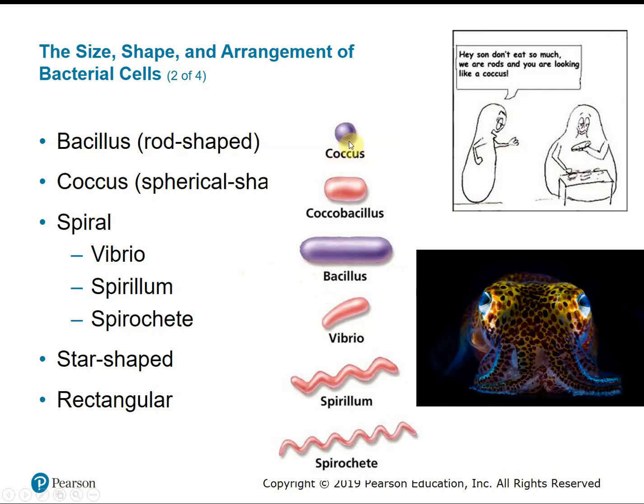Coccus cells are round, spherical-shaped cells, and a coccobacillus is an intermediary between the spherical coccus and the rod-shaped bacillus. We also have some spiral-shaped bacteria. Vibrio are like little curved rods. Spirillum and spirochetes are your spiral-shaped bacteria. Something interesting about the Vibrio: they have a symbiotic relationship with a squid, like the cuttlefish, that allows them to produce bioluminescence and glow in the dark. There are also a few rare star, rectangular, or irregularly shaped bacteria.